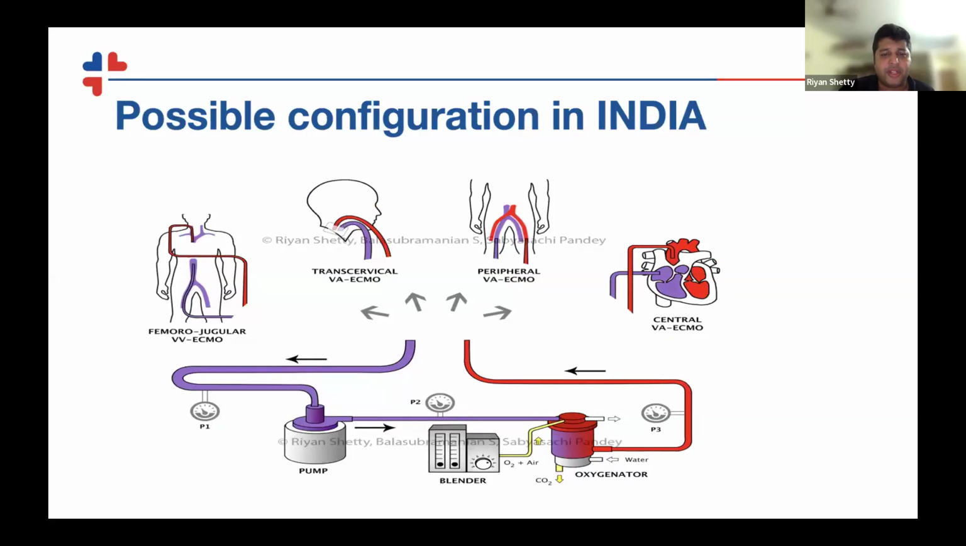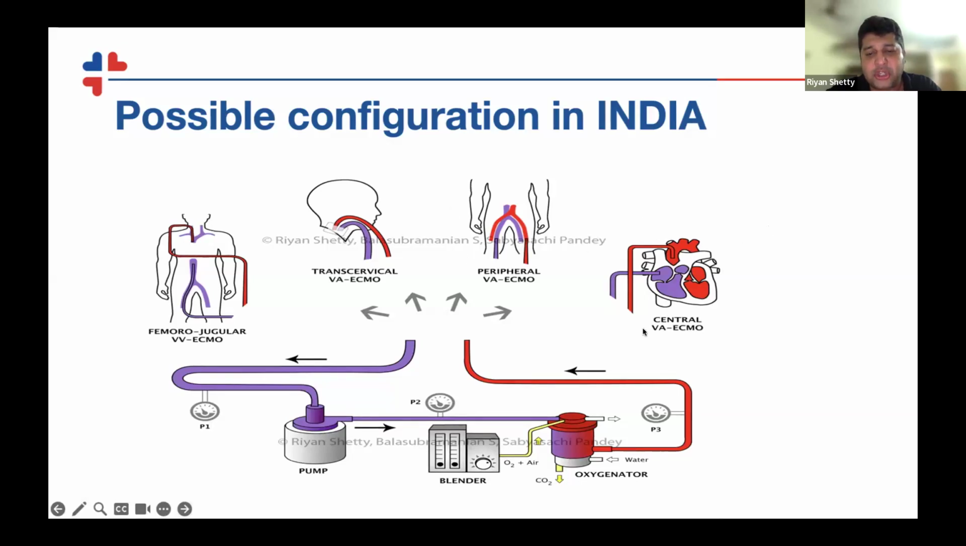What are the possible configurations in India before we go to the indications? The configurations, one, in very small newborns or in children less than 3 months, you need transcervical VA ECMO, the one I showed you. In adults who have respiratory failure purely and need veno-venous ECMO, the most common configuration, there are others, but the most common is femorojugular venous ECMO. In adults, and even in children above 30 kilos, who have to be supported veno-arterially, but it has to be done peripherally, can go peripheral veno-arterial ECMO, femoral.